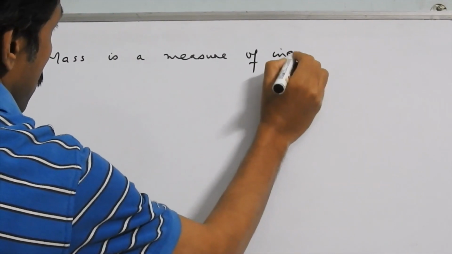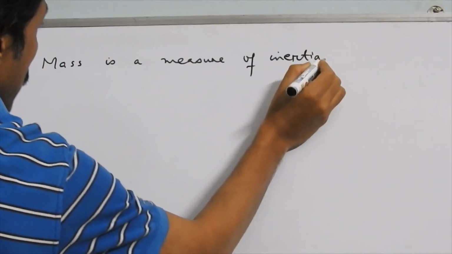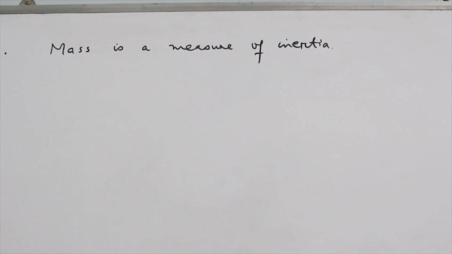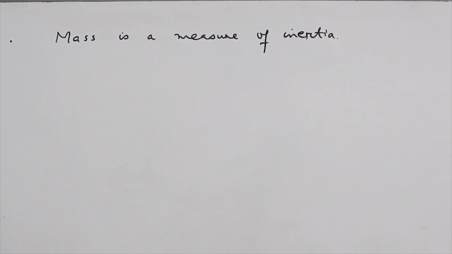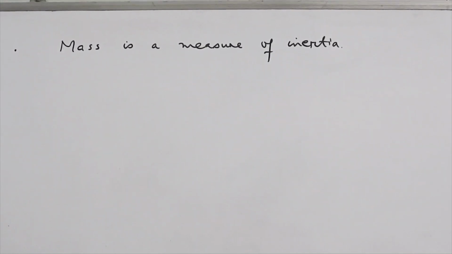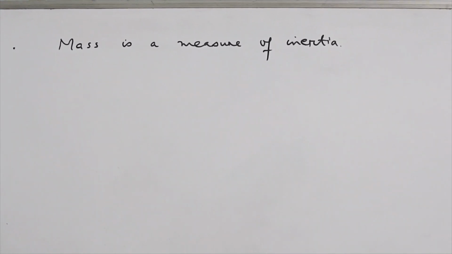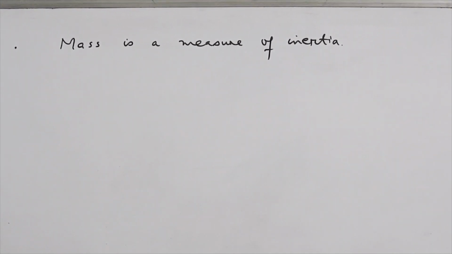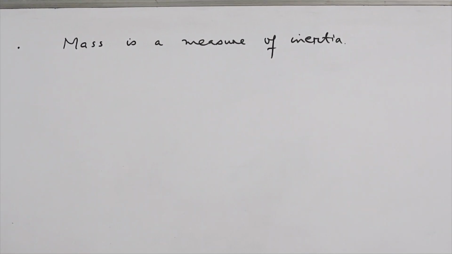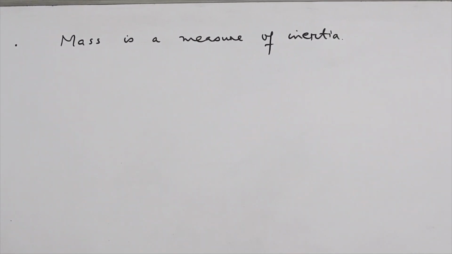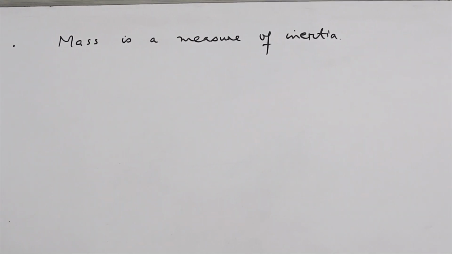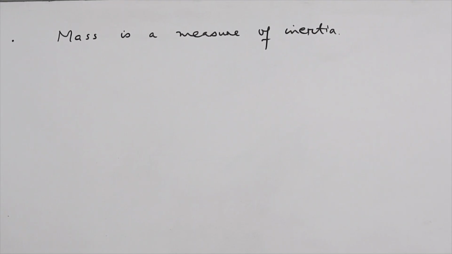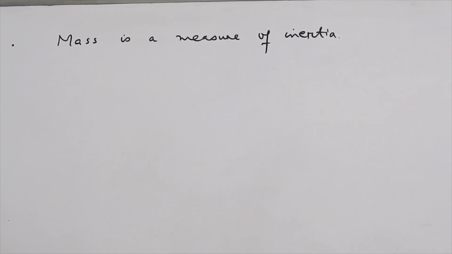Now by saying that mass is a measure of inertia, it means that the more massive the object is, the more is its inertia, and for lighter objects the inertia is definitely less. Greater the mass, greater is the inertia. And a lighter body has less inertia than a heavier body. In other words, the more the mass of a body, the more difficult it is to move the body from rest or stop the body if it is initially in motion. And so we say that mass is a measure of inertia.